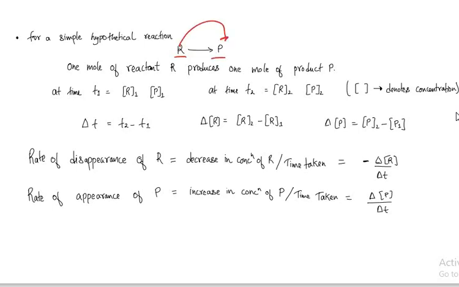Reactant R is going to form product P. One mole of reactant R produces one mole of product P, which means a single mole of R is reacting to form a single mole of P.